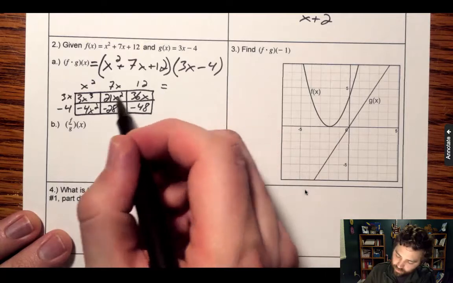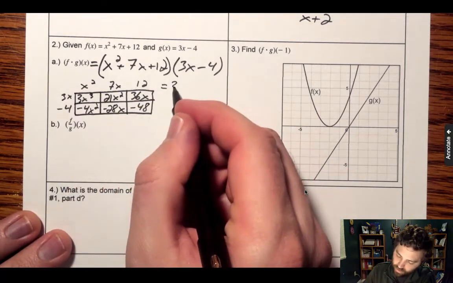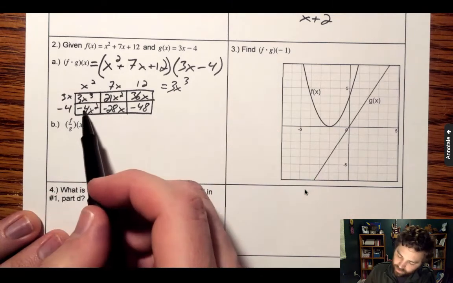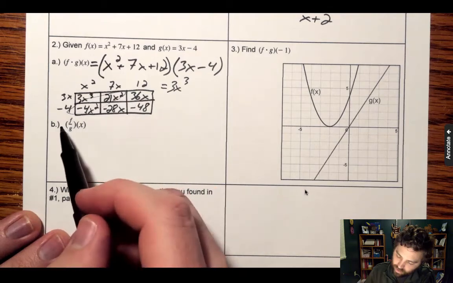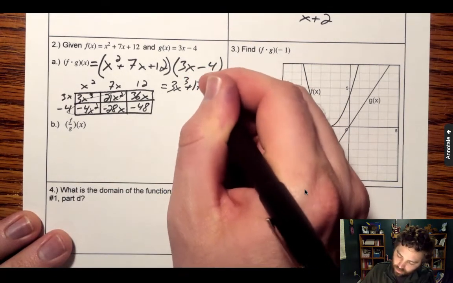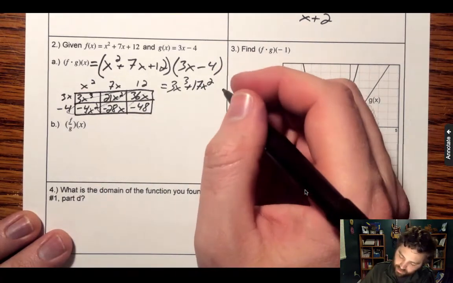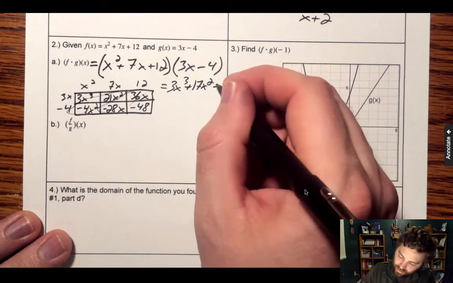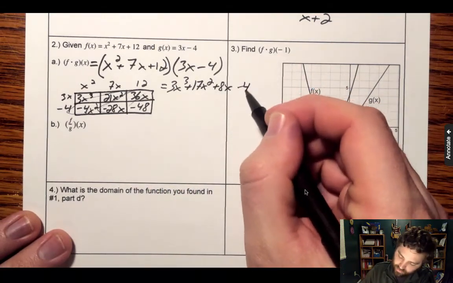So what I end up with here, and I'm definitely going to run out of space, aren't I? 3x cubed. This would be negative 4x squared plus 21x squared here. Those are like terms, so that would be 17x squared. Here we've got 36 minus 28, that is 8x. And then the last one, the constant term, is minus 48.